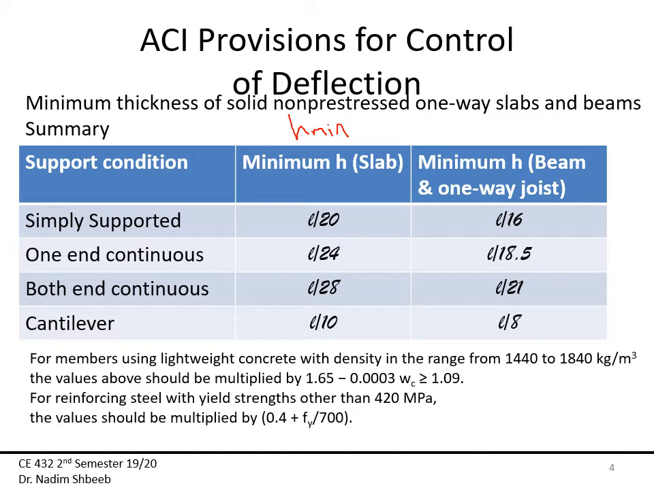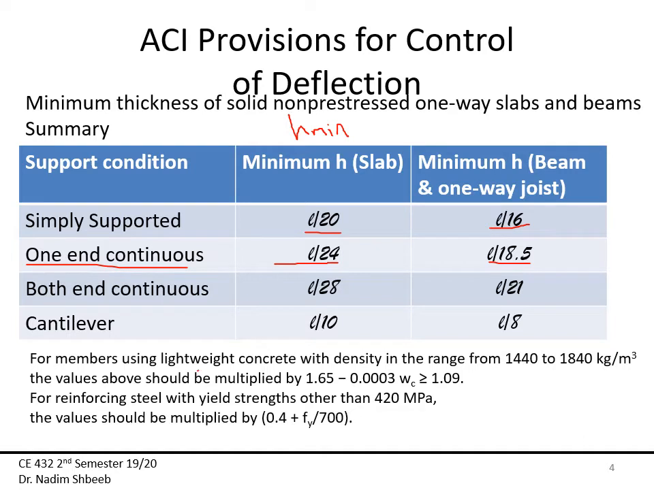So if I have a simply supported beam, then for a slab this is L over 20, where L is the length or the span length. If it's a beam or one-way joist, then it's going to be L over 16. If we have one end continuous, then this is going to be L over 24 for solid slab, and L over 18.5 if we have beam or one-way joist, and you get the pictures. Now, here are some modifications that we need to do.